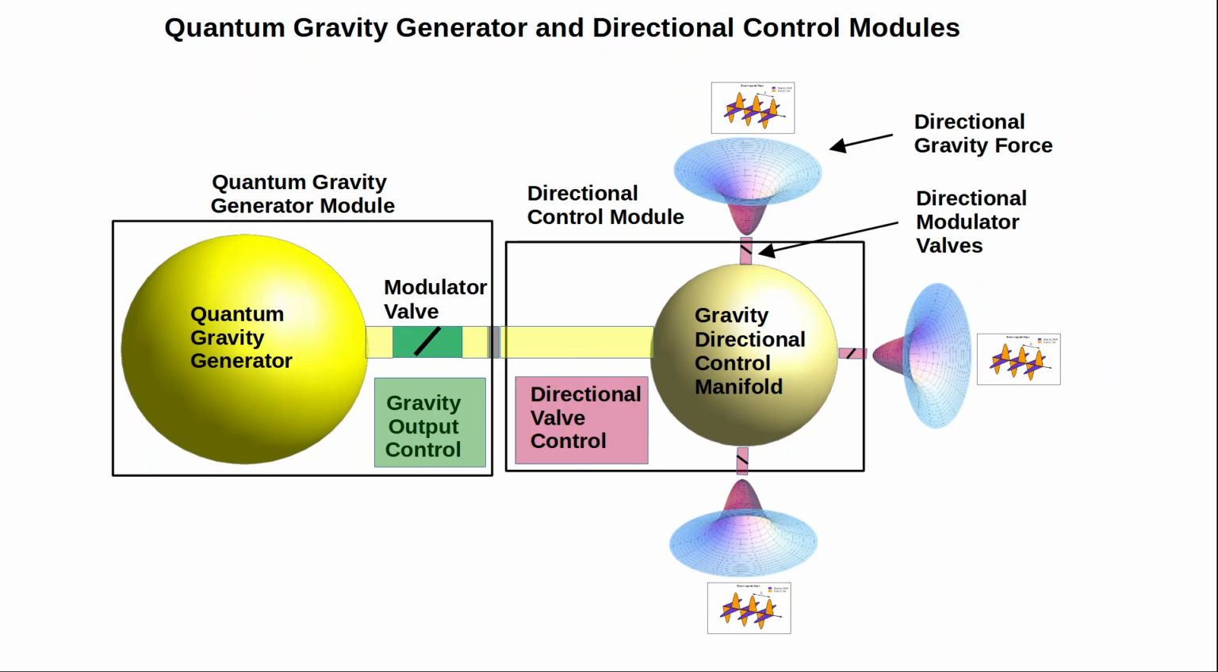Now let's move on with our concept of a quantum gravity generator, but we will now provide multiple outputs. A directional control module would be added to the output of the quantum gravity generator module for multidirectional control. The directional control module has a directional valve control that independently controls each directional modulator valve to modulate the individual level of gravity field and electromagnetic waves for each output. The gravity output control in the quantum generator module controls the total amount of power to all outputs at once.